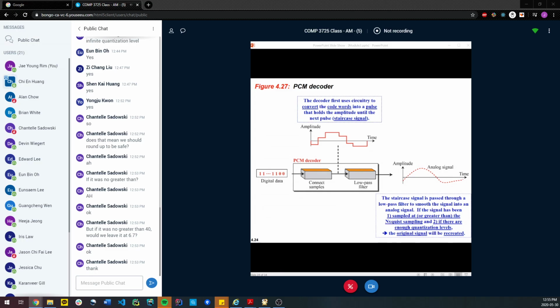Obviously, sampling is not sufficient because we need to quantize enough, which means I need to have created enough quantization levels. If I can satisfy these 2 requirements, one is your fs and one is your nb, then I can recreate the original signal with a high level of reproduction. And that's what PCM is all about.